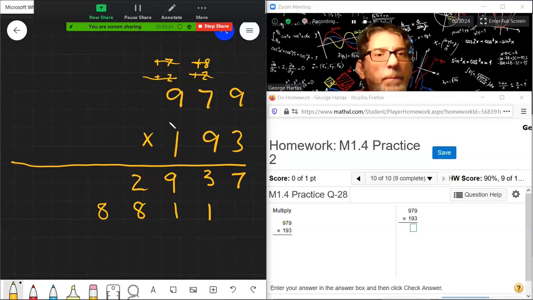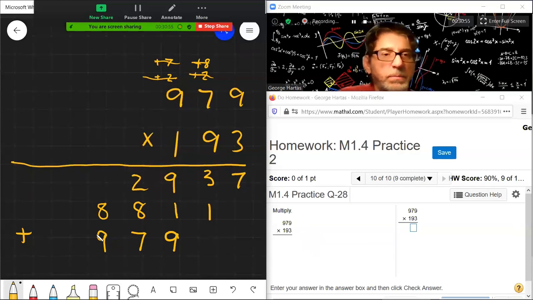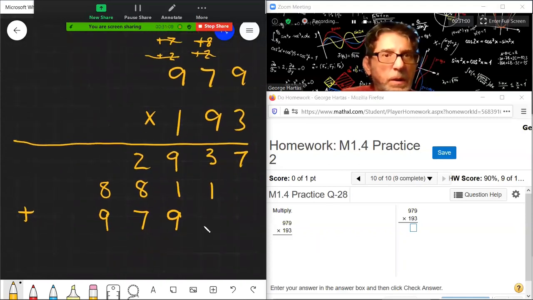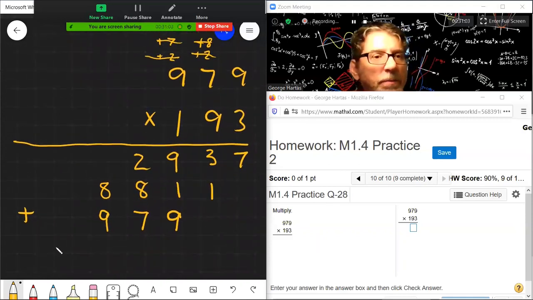Continue with the 1 now. 1 times 9 is 9, and you're going to put that 9 right below the 1 in the 100 spot. 1 times 9 is 9, right here. 1 times 7 is 7. 1 times 9 is 9. So here we did not have to carry anything because we're multiplying by 1. Or else it could have gotten even uglier. Add. Okay, we're going to add all these and see what we get.